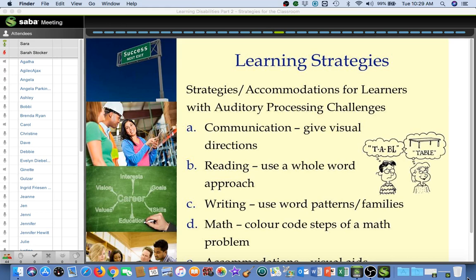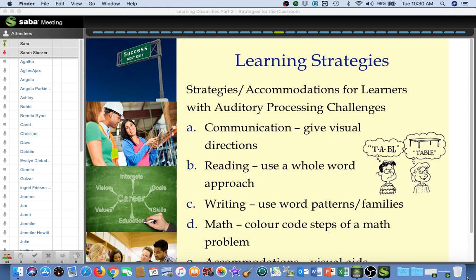Here are some examples of strategies and accommodations for learners with auditory processing challenges. So for communication, learners with auditory processing challenges typically have very good visual processing skills. So you see a pattern here where their strengths essentially align with their weaknesses, their opposites. Give visual directions as much as possible and give oral directions slowly and repeat them.